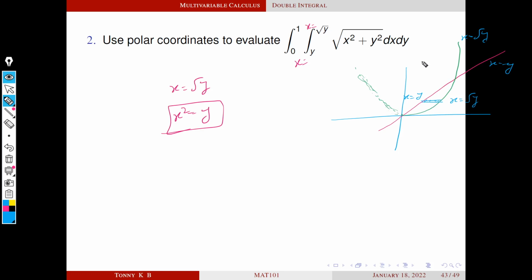To identify this point, first of all we have to solve for this point. What is the coordinate of this point? You can easily solve it. Here x equal to root y, and this is x equal to y, so you can equate. So y equal to square root of y, square it, y square equal to y. So y square minus y equal to 0, y into y minus 1 equal to 0. So either y equal to 0 or y equal to 1.